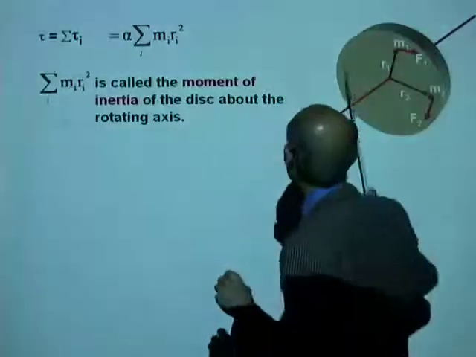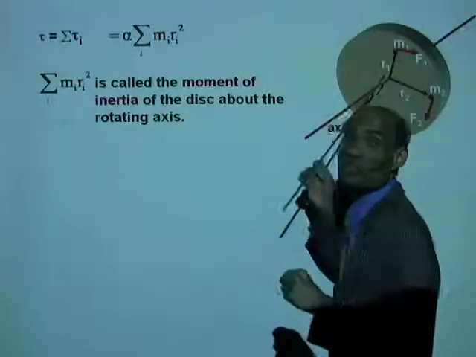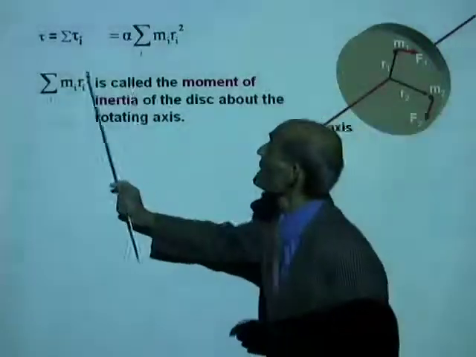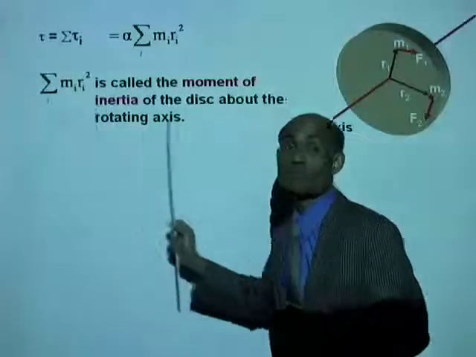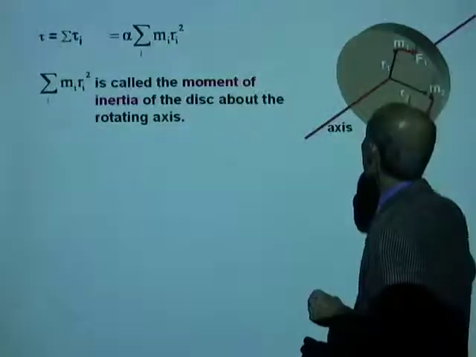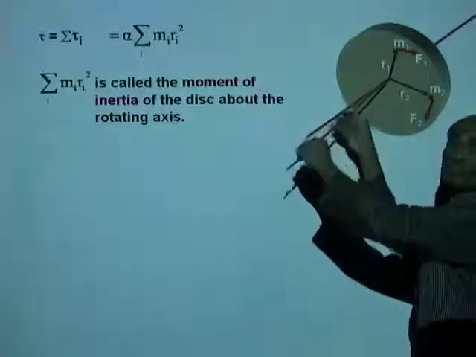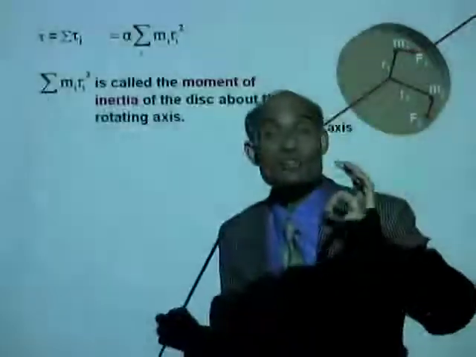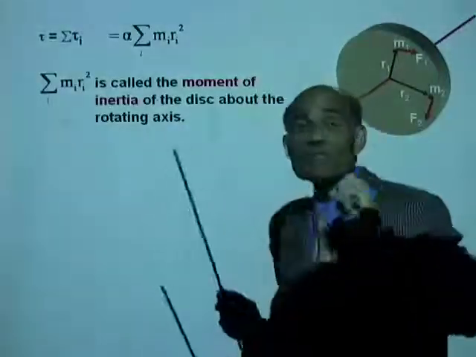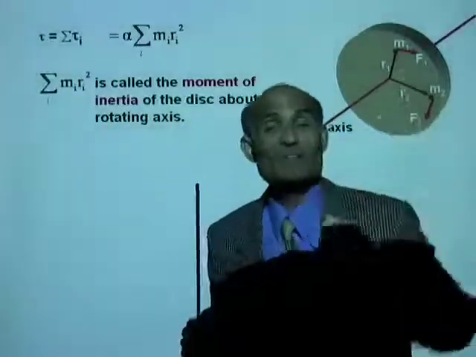You see, the moment of inertia of this rotating disk, the expression here, summation mi ri squared, is the total torque of the whole disk about this axis. You see, this is the axis of rotation. If you want to take the torque of the same disk about another axis, it will be different.